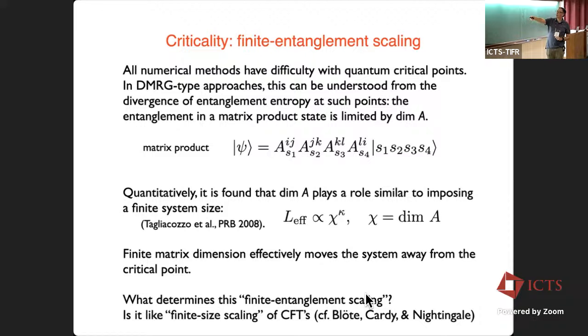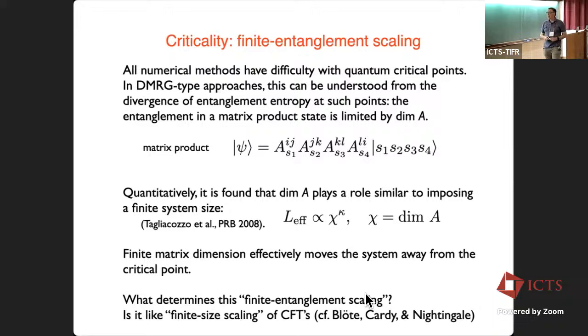Basically here, my notation is that chi is the dimension of the matrices, and the effective correlation length I generate, I get pushed off criticality by some power of the bond dimension. And trying to figure out that finite entanglement scaling, they didn't have any observation on what kappa could be, so that's where we found that quite an interesting puzzle.